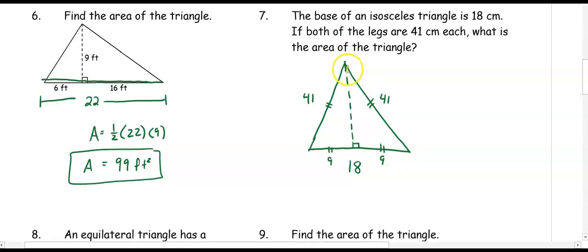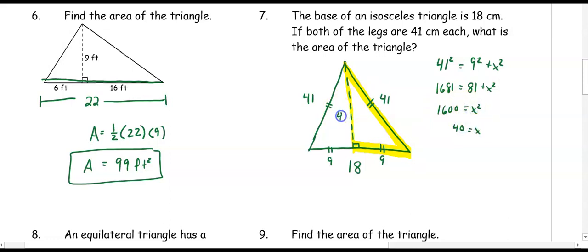If we focus on just half of our triangle, we can use the Pythagorean theorem to find the height. So we have 41 squared equals 9 squared plus x squared. 1681 equals 81 plus x squared. 1600 is equal to x squared. So x is 40. So now that we know our height is 40 and our base is 18, we can find the area. So our area is equal to 1/2 the whole base, which is 18, times the height, which is 40. So we get that our area is 360 centimeters squared.